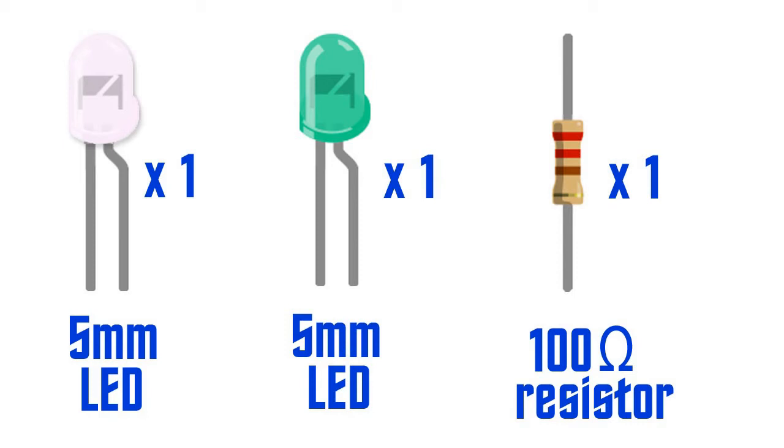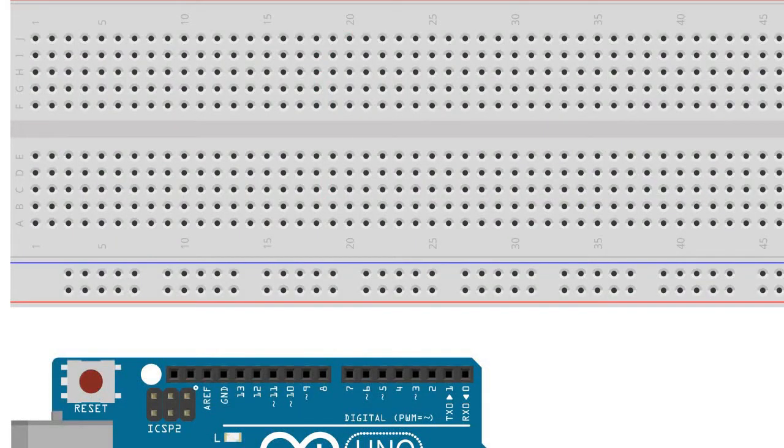The very first part of setting up our circuit will be to connect the ground pin of the Arduino to the ground rail of the breadboard. This means that current can flow from anywhere on the breadboard right into the ground rail and back into the Arduino. Next, we're going to plug in our white LED into the breadboard.